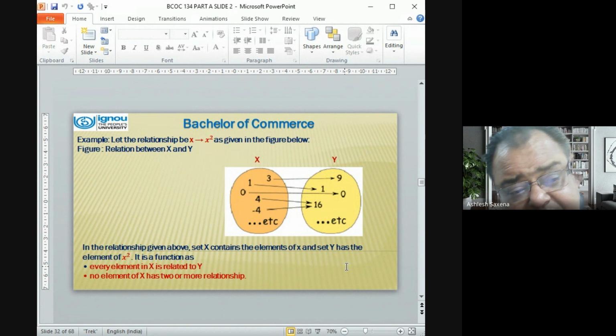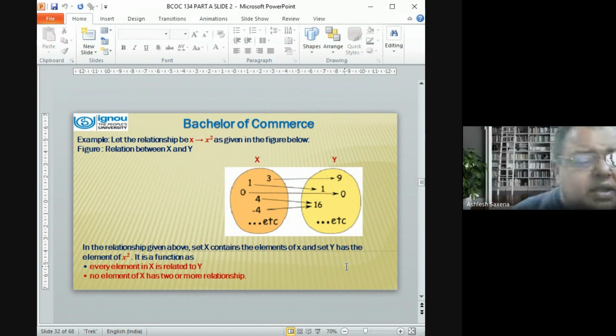This is in the relationship given above. Set x contains the elements of x, and set y has the elements of x square. It is a function as every element of x is related to y, and no element of x has two or more.